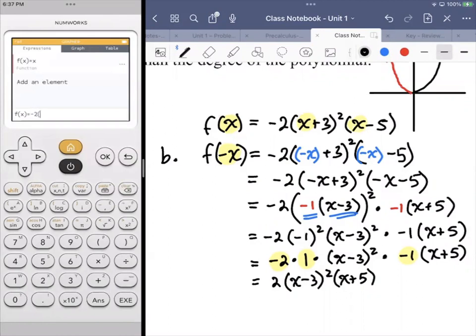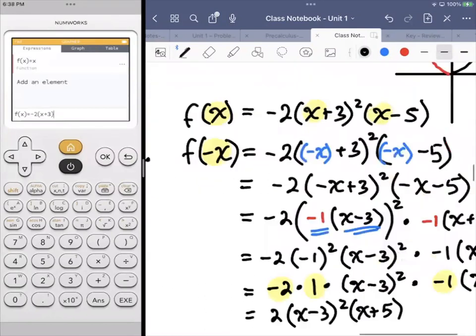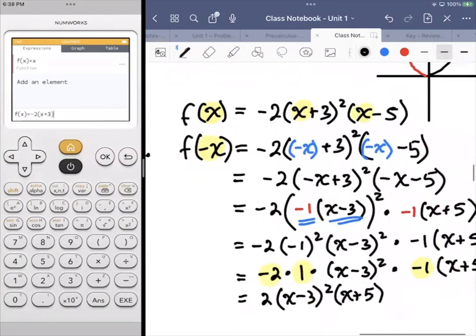Paren x plus 3. Close it up. And that was, okay, just making sure. I had this alarming feeling that it was supposed to be cubed and that I've been doing this whole thing absolutely wrong. But so far, so good.